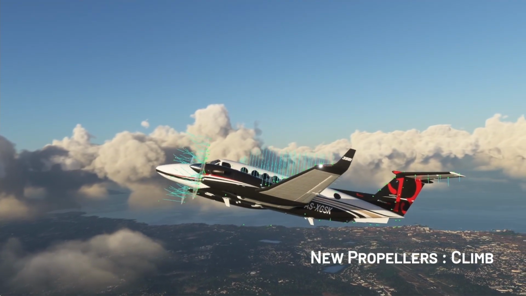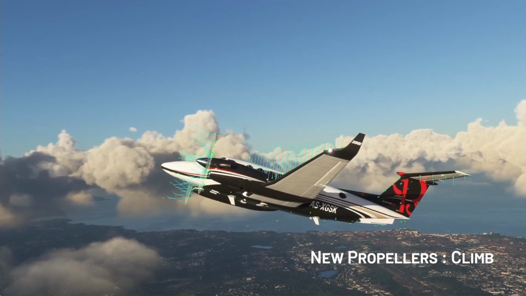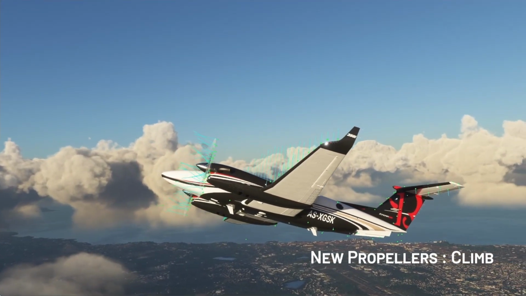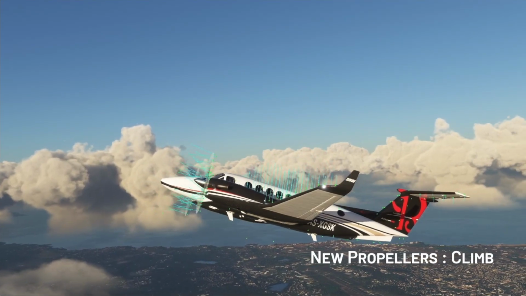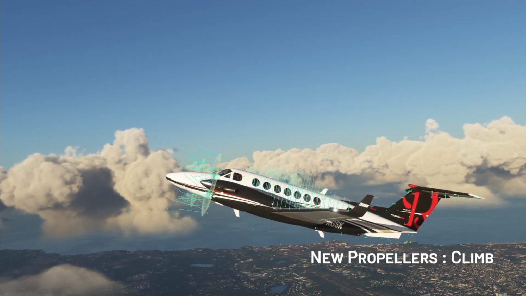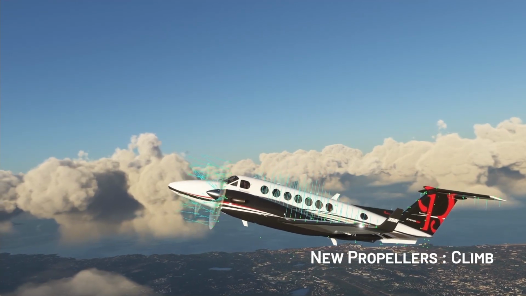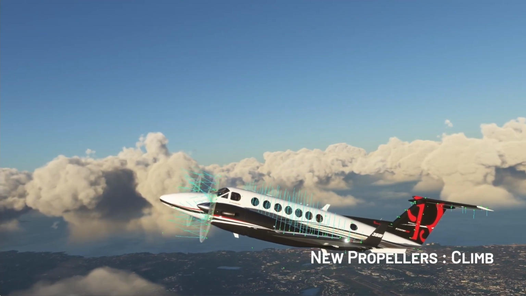So the King Air has 2 propellers spinning in the same direction, which means that the torque is not counted at all, and so you get a really strong P factor torque, and that you can really feel on takeoff on the updated King Air. This is really very strong.